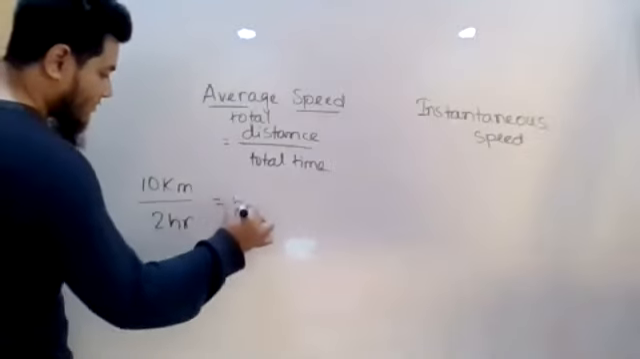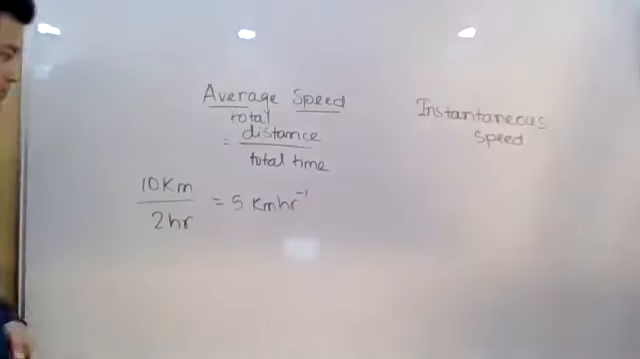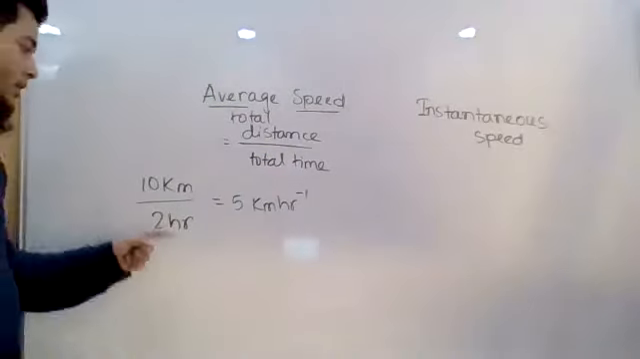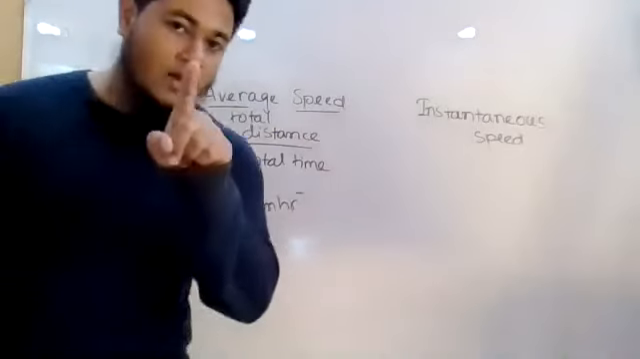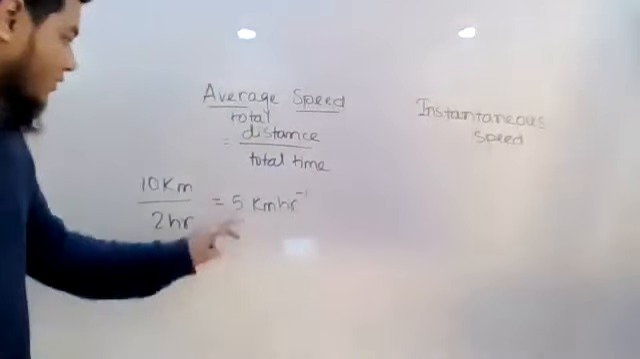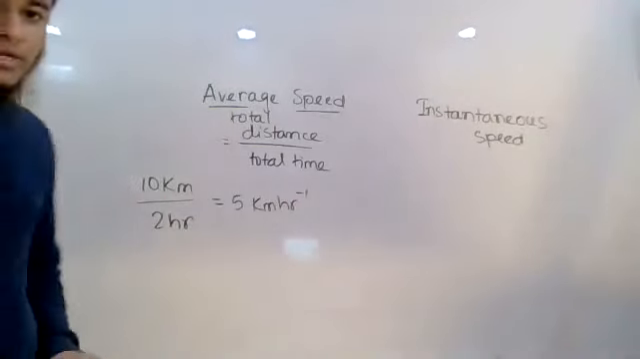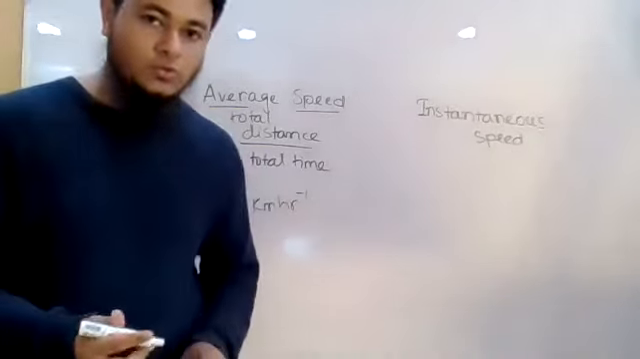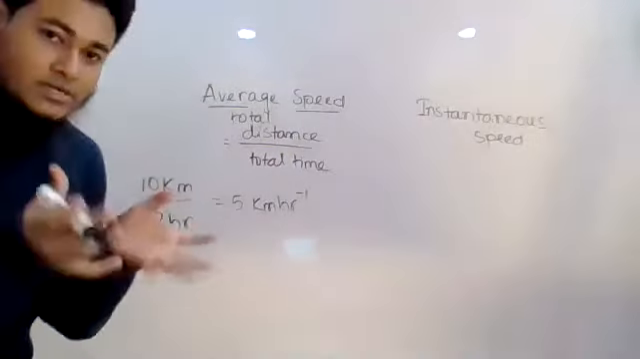So your speed will be 5 kilometers per hour. In 1 hour, you are going 5 kilometers. That is why in 2 hours, you will go 10 kilometers, and then you will reach your school. That is about the total journey.